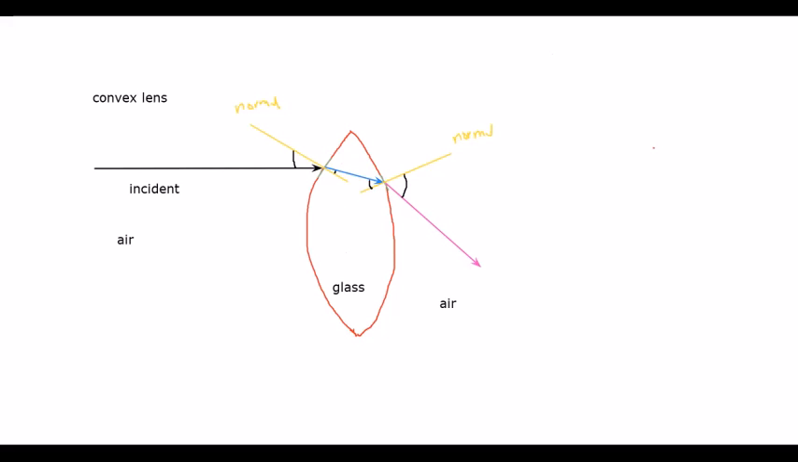So whenever a light moves from air to glass, it will bend towards the normal. Normal is always perpendicular to the surface. And when it moves from glass to air, it will bend away from the normal. In this case, because it was not passing along the normal, that's why we see a change in direction.